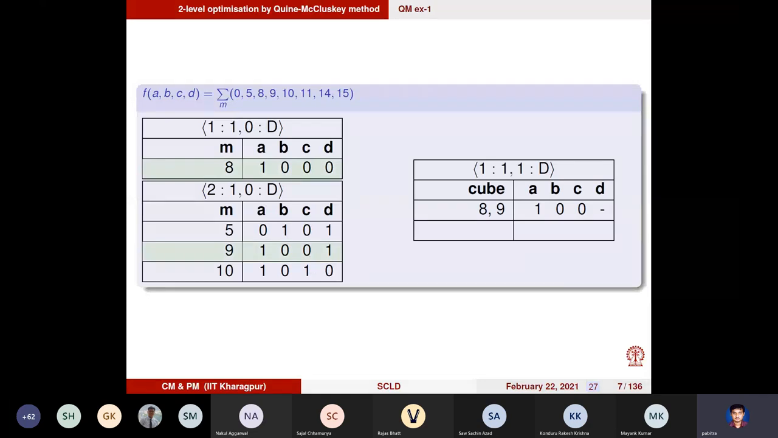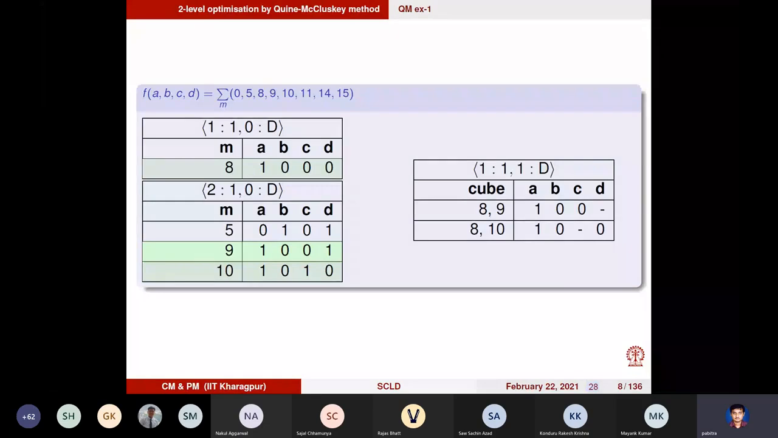Now as I've said before, I'll compare 8 with 5, 8 with 9, 8 with 10. So I can combine 8 with 9 and I get 1 0 0 dash. Note that the position of the dash should be preserved. Similarly, I can compare 8 and 10, combine 8 and 10 and drop C. So I get 1 0 dash 0.